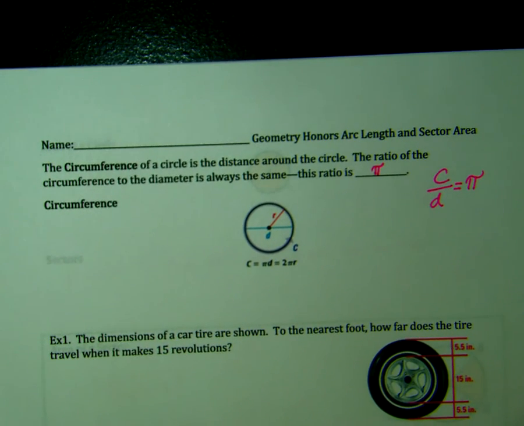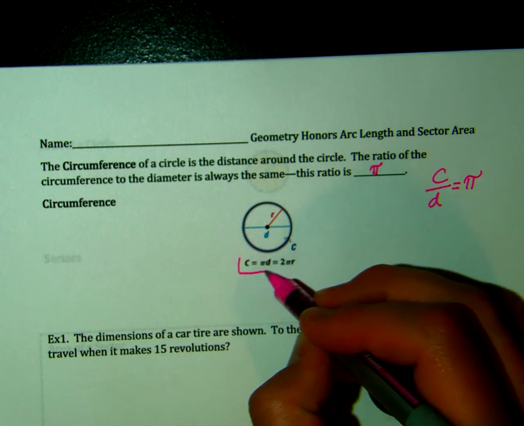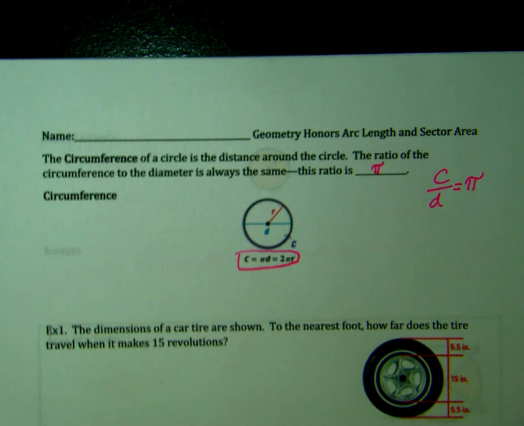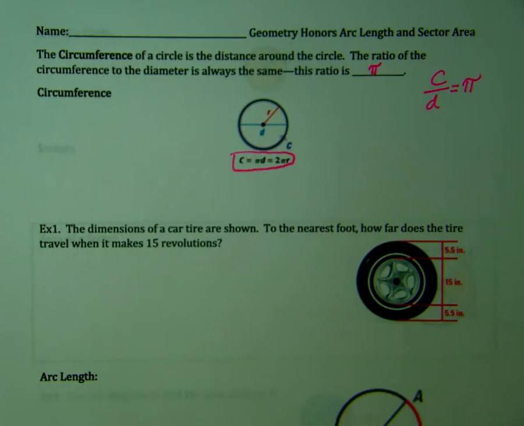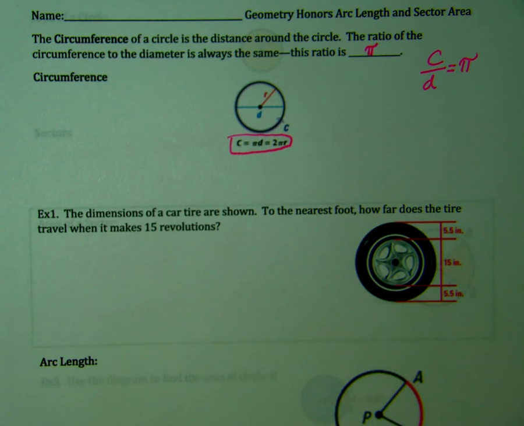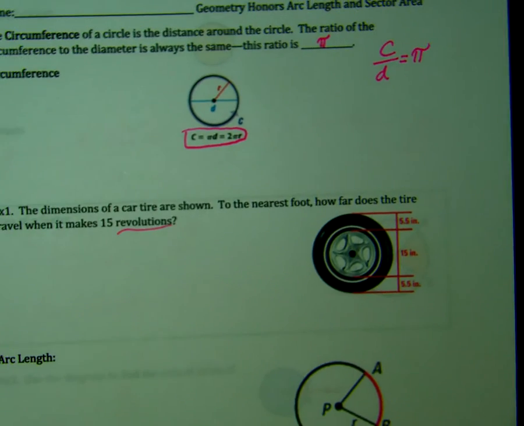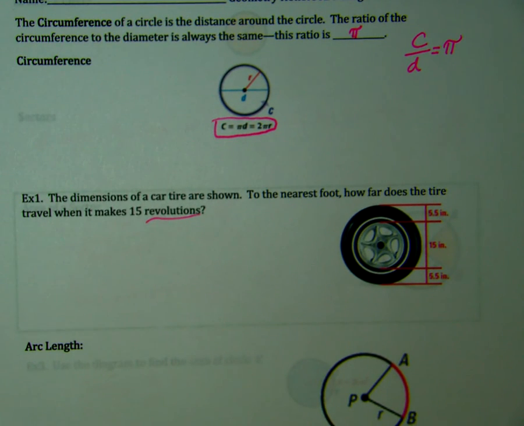And so all we really need to know about circumference is you need to know the formula. So circumference is pi times the diameter, which is 2 pi r, because the diameter is 2 times the radius. So there are circumference questions. Those are just plug and chug. Nothing too exciting there. The way to make it a little more exciting is to bring in this idea of given this tire, how far would it travel if it did 15 revolutions?